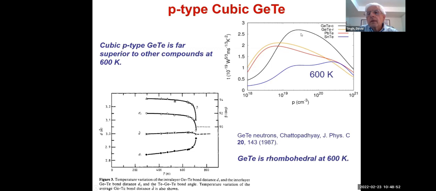If you do it, what you find is that in a certain carrier concentration range, a very heavy carrier doping level actually, cubic germanium telluride has a much higher electronic fitness function than the other materials. And so you would think this could be a very good thermoelectric. It has other problems. Germanium is a very expensive material, for example.